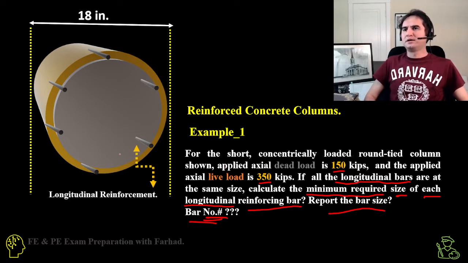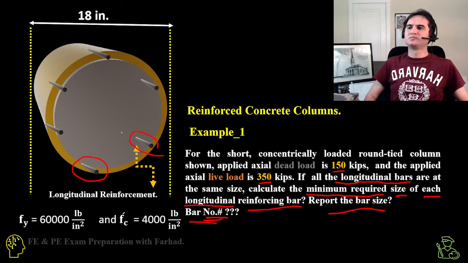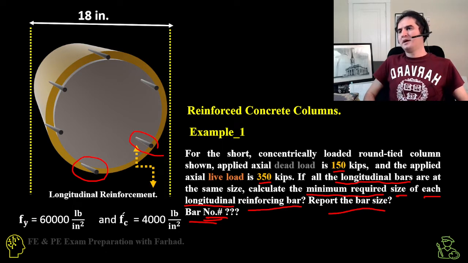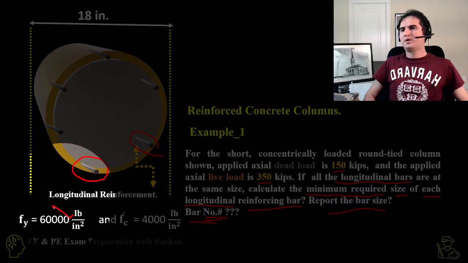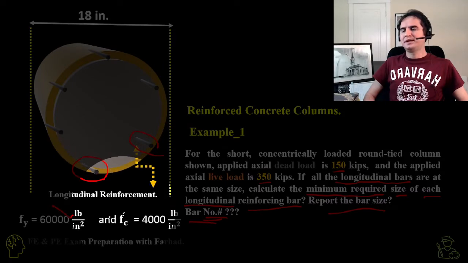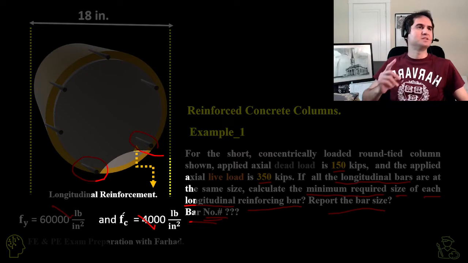So these are the longitudinal reinforcement. At the same time, the yield stress of the steel for the rebars is provided to be 60,000 pounds per inch squared, and the specified strength of concrete f'c is provided to be 4,000 pounds per inch squared.